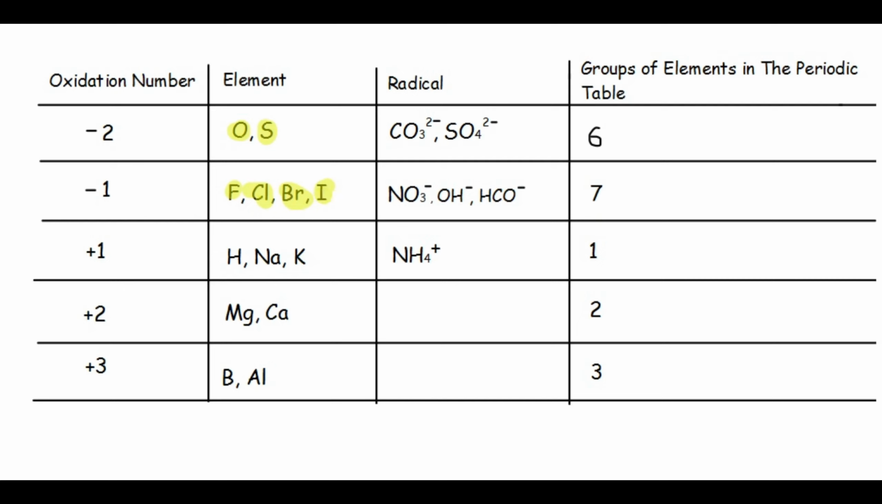For the elements that have oxidation numbers +1, we have hydrogen, sodium, potassium, and for the ones that have +2, we have magnesium, calcium, and for +3, we have boron and aluminium. Be sure to take note of this. Now, for radicals, these two radicals have their oxidation number as -2. These three have their oxidation number as -1, and this one has its oxidation number as +1.